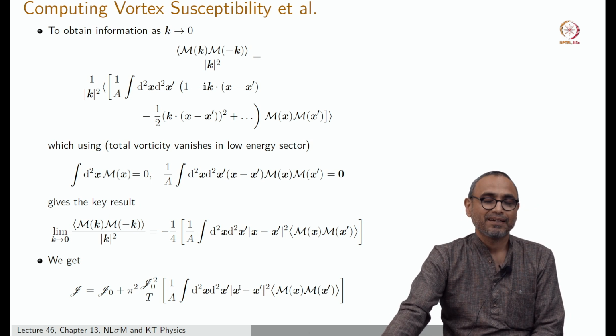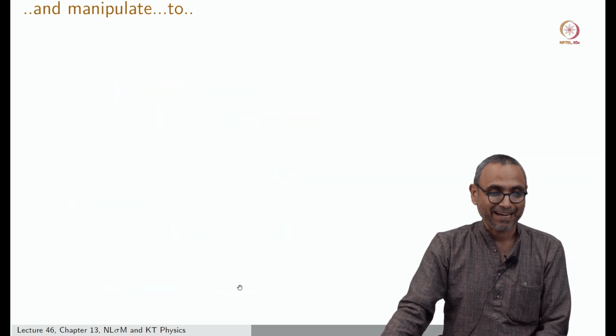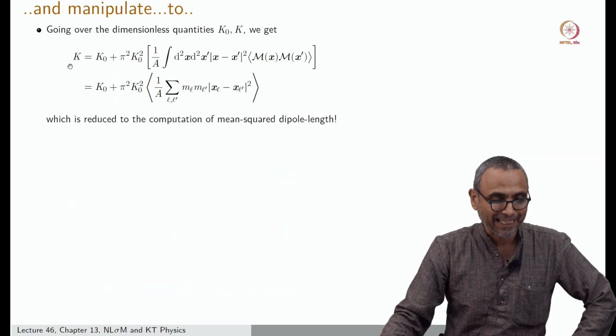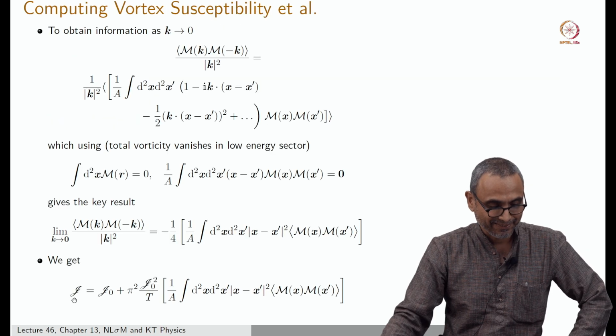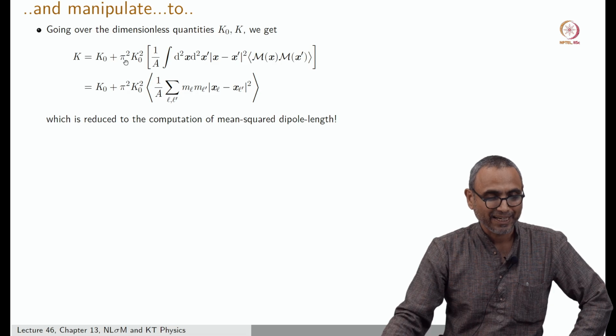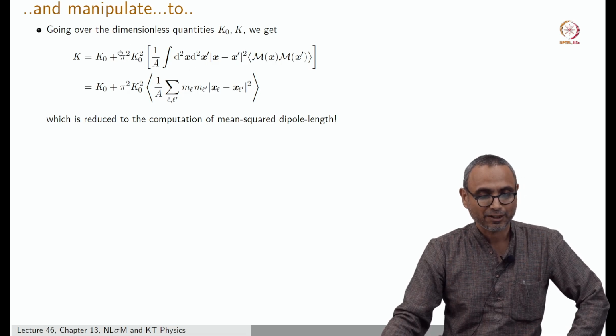Okay. So now we want to go to dimensionless language. So what I do is I divide everything by T here. I divide it by T. So this becomes K, and this becomes K0, and this is pi square K0 square times this.